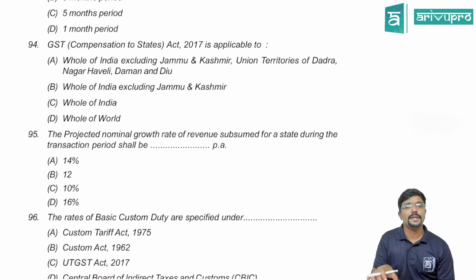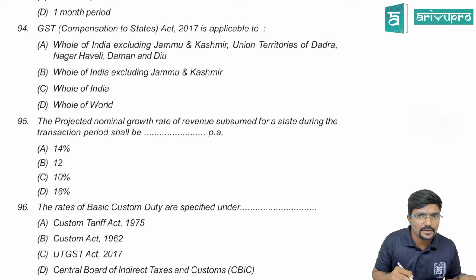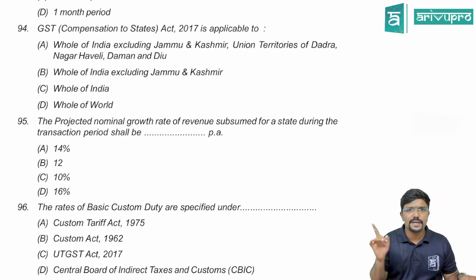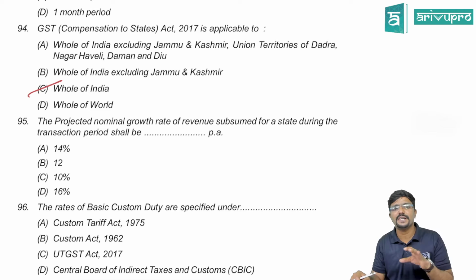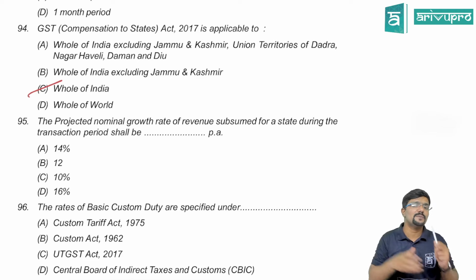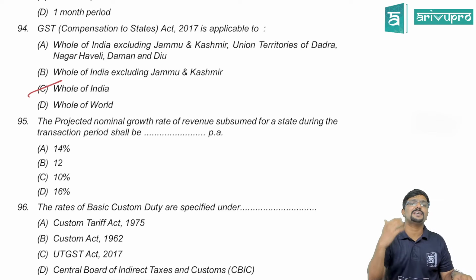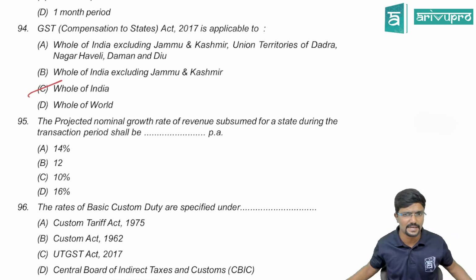Fine. 94th, GST Compensation to States Act 2017 is applicable to whole of India, that is whole of India, not whole of world. Not only GST Compensation to States Act, every law under GST, whether it is CGST Act, IGST Act, or SGST Acts, SGST Acts are applicable for the respective state, whereas whatever law is passed by the central government, CGST Act, IGST Act and GST Compensation to States Act, is applicable in entire India, guys.